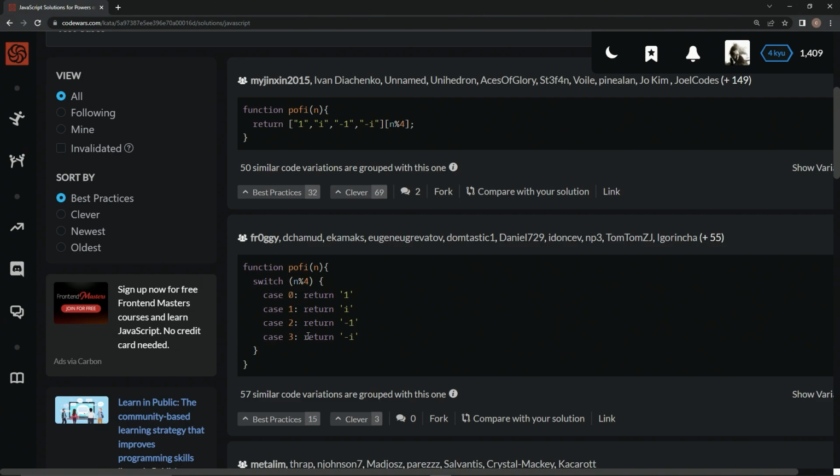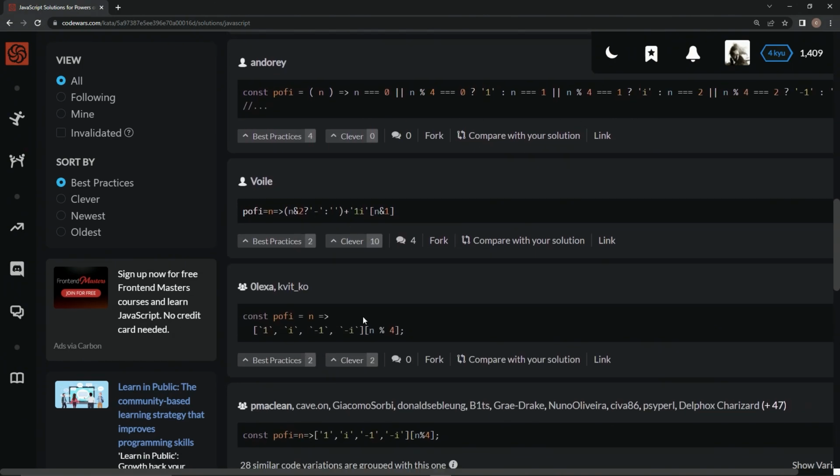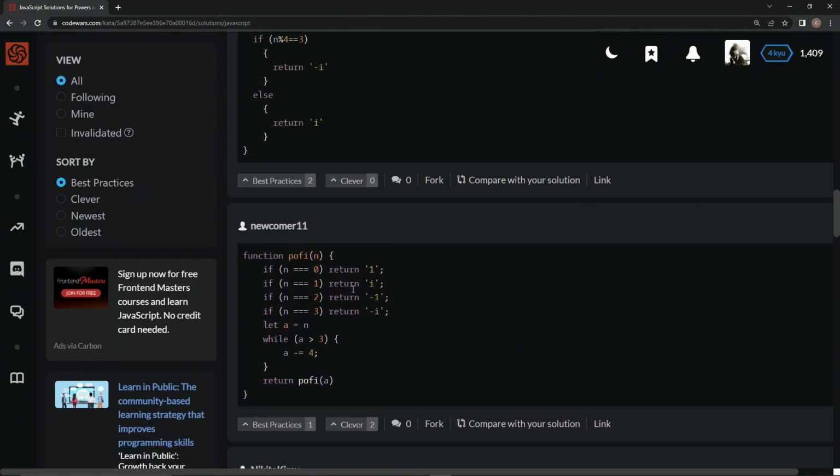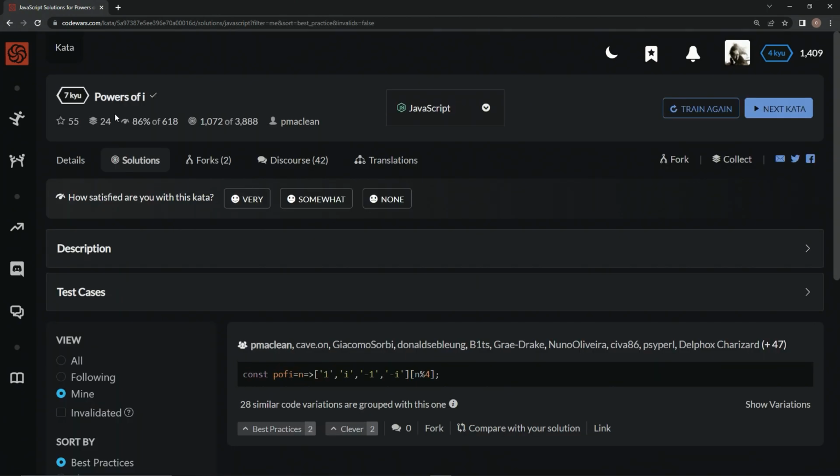We're doing a switch statement, same thing, same thing, and you just keep going. It's all the same, basically.